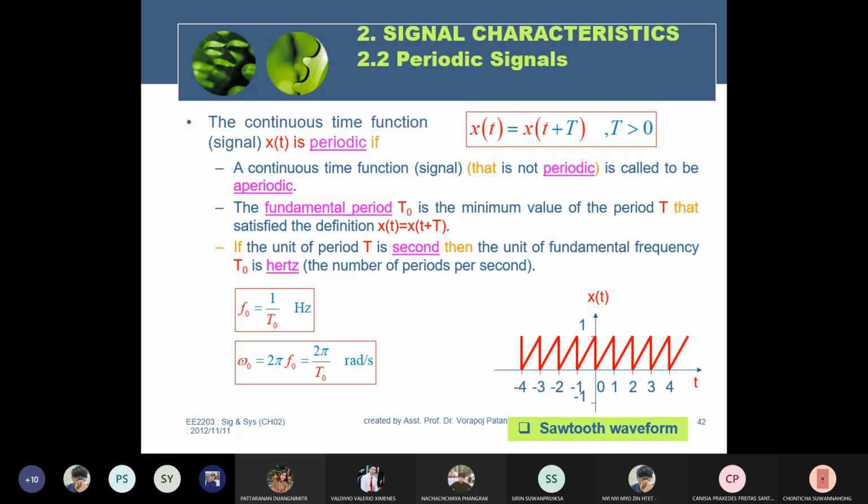It's very important. Why? If you remember, in the Fourier transform or the Fourier series, you must use the fundamental frequency to calculate. If you use the wrong one, your final answer is wrong. Now, in this case, the continuous signal will be equal to here.